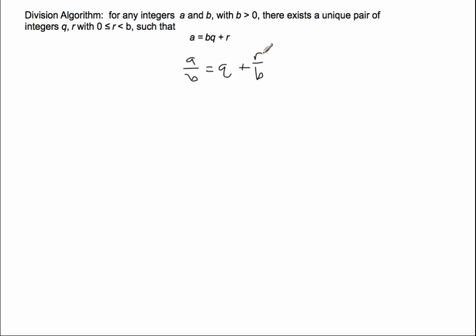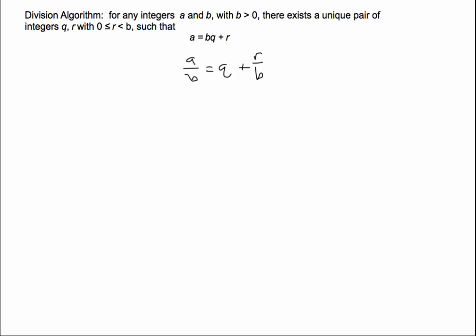Now, note that the fraction has to be less than 1, otherwise we didn't do the division correctly. The fraction being less than 1 means that r is less than b. And that's one of our requirements here, that r is less than b. The numerator has to be smaller than the denominator. And r has to be greater than or equal to 0, well, just because that's the choice that we make. And when we do a division problem, we're always going to get a remainder which is greater than or equal to 0. So we have this interesting statement, which is basically, yes, division works.